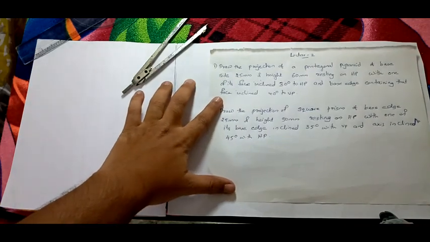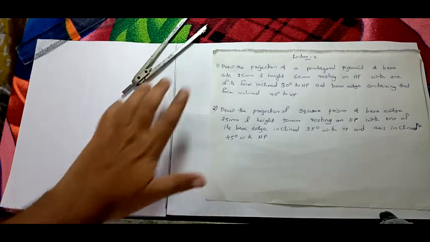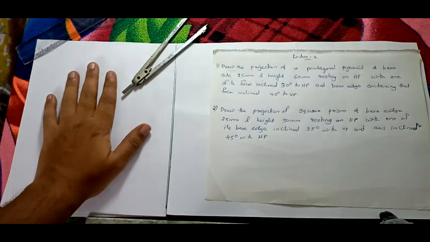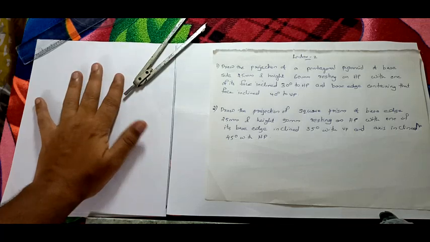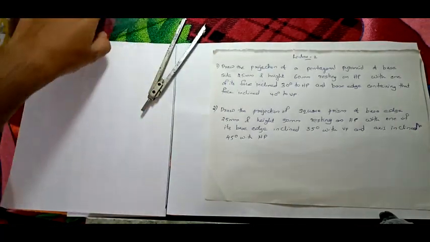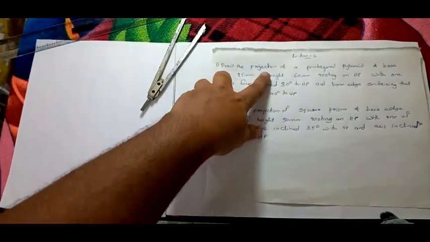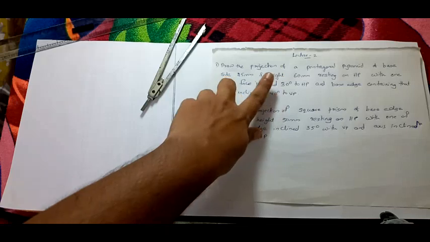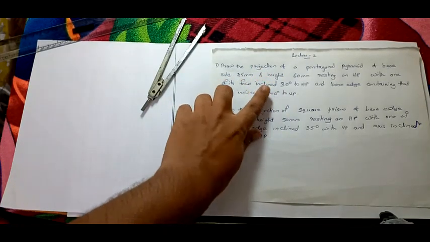So read the question first, then I will tell some points that you have to remember, and only then will you be able to find how to draw it. We have to find the simple position, that's the main thing here. From the simple position it will be easier, so drawing the simple position is more important. Reading the question: draw the projection of a pentagonal pyramid. Base side is given as 25 mm and height 60 mm.